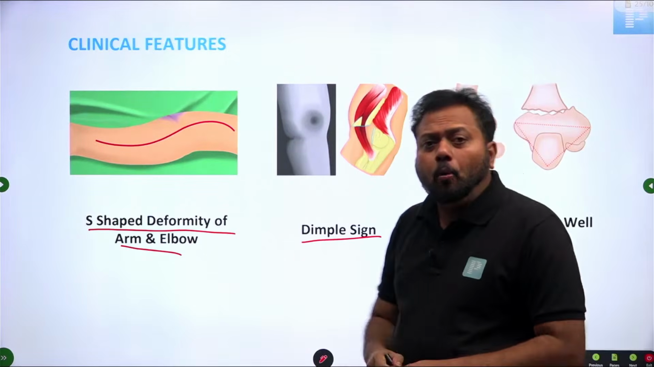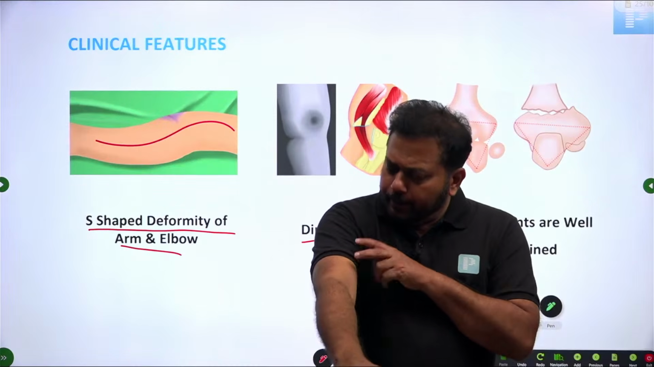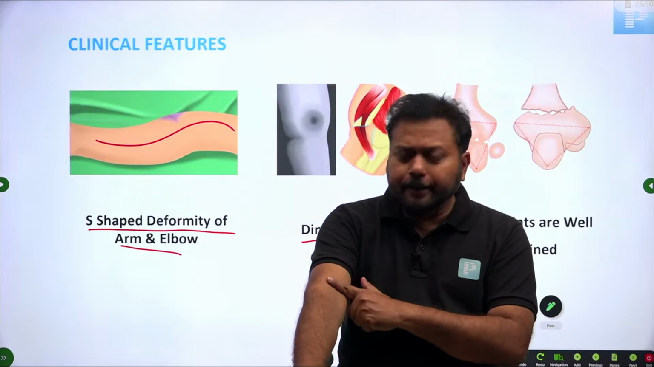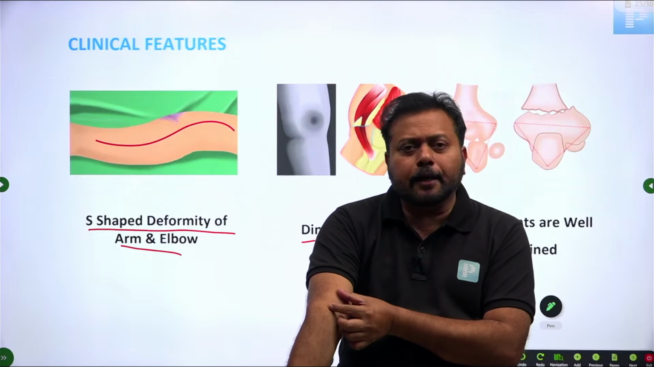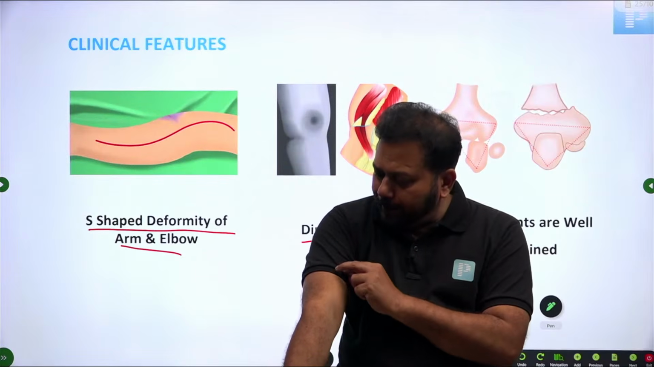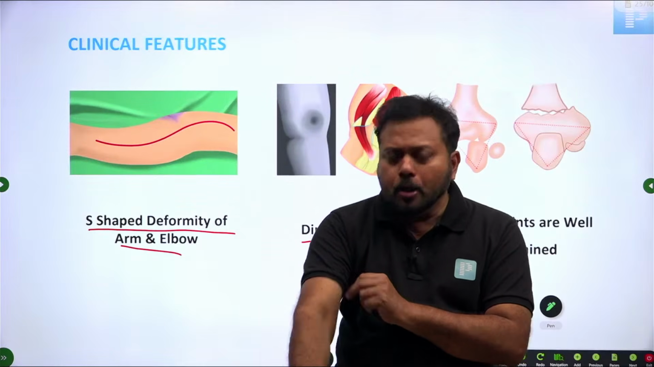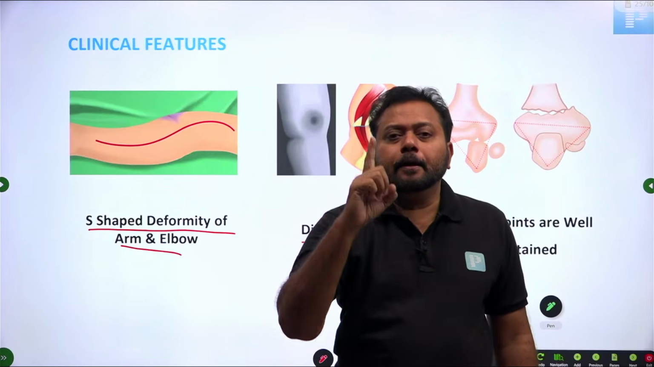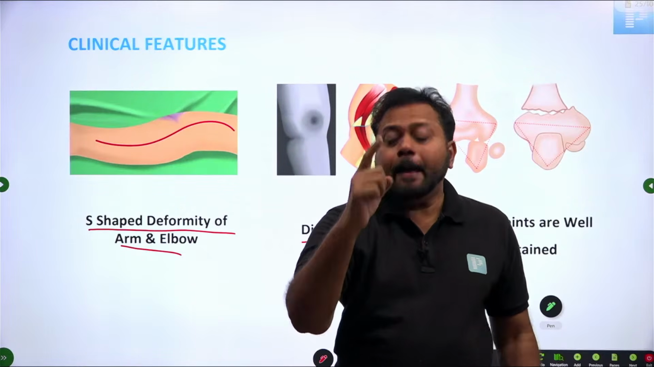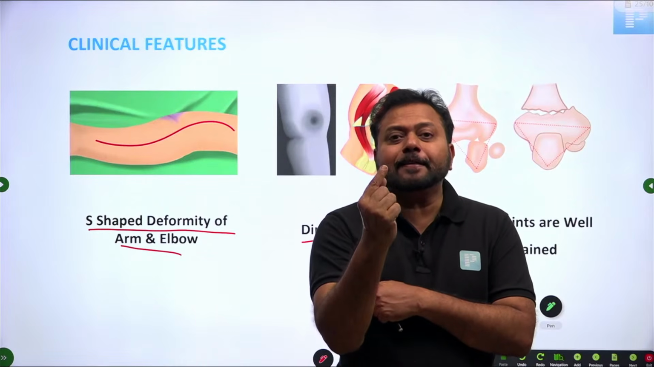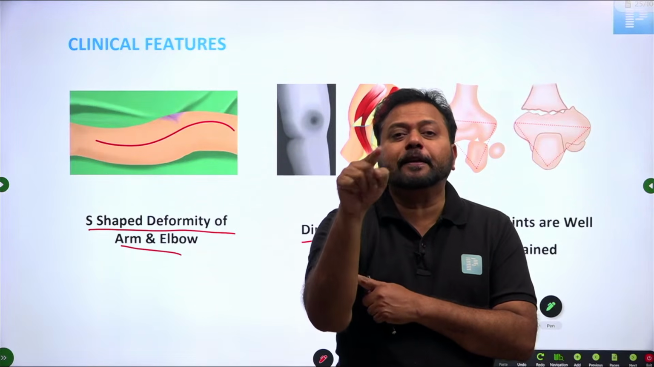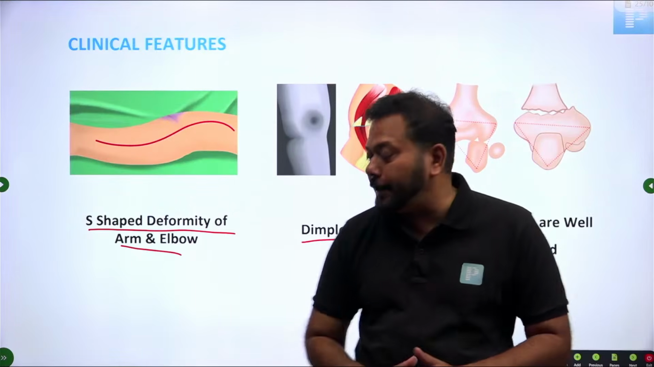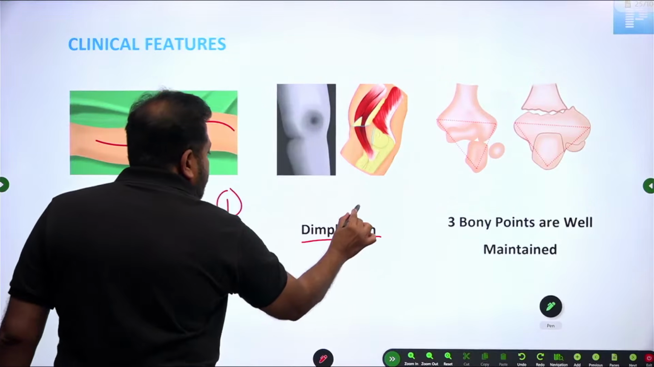What is the mechanism? Any fracture has two fragments. Supracondylar fracture happens in the metaphyseal area. The small chunk is the distal fragment, and the big shaft of the humerus is the proximal fragment. The proximal fragment comes and pierces the brachialis muscle. That piercing of the brachialis muscle will cause puckering of the skin around that bony fragment, and that is called the dimple sign. So this is sign number 1, and this is sign number 2.